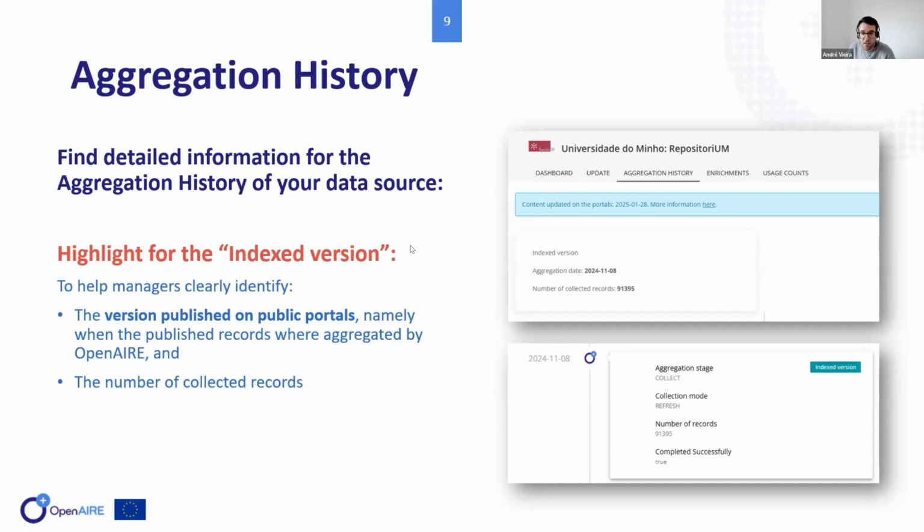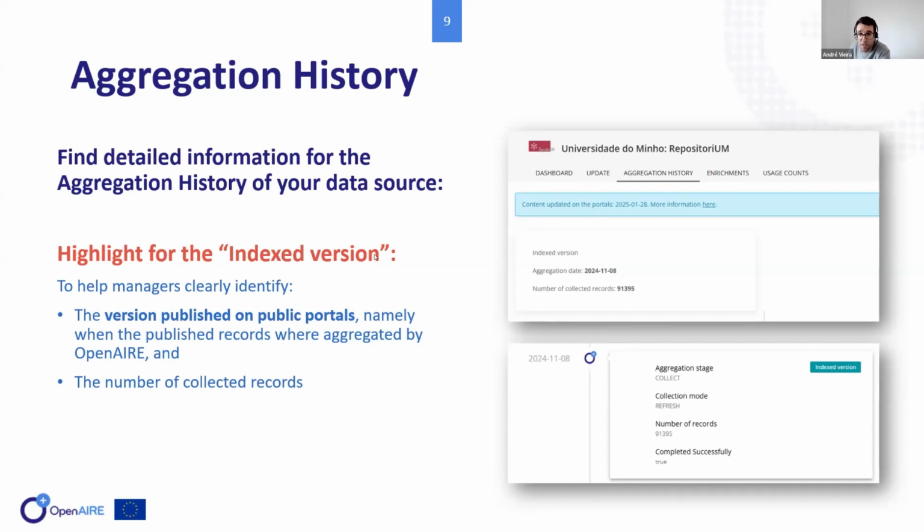And I would like to start with this highlight for the indexed version, that in practice is the aggregated version that OpenAIRE is taking into account to publish your data source contents into public portals, for example, in OpenAIRE Explorer or in OpenAIRE Monitor. Okay, and with this indexed version box here at the top of the aggregation history page, you can confirm which is the version. For example, here we can see that the contents that are publicly visible are from November. And you can also see the number of records that OpenAIRE collected for this specific data source.